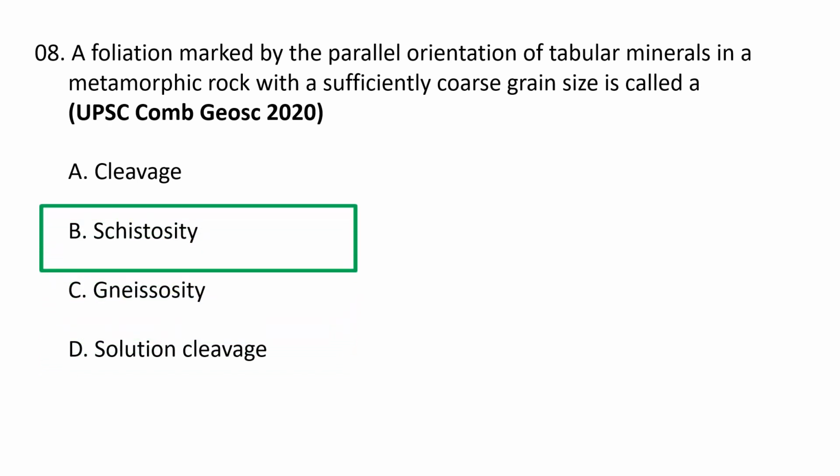Schistosity is nothing but a mode of foliation that occurs in certain metamorphic rocks as a consequence of parallel alignment of platy and lath-shaped mineral constituents, and it reflects a considerable intensity of metamorphism. That means the changes resulting from high temperatures, pressures, and deformation. So B, schistosity, is the correct option.